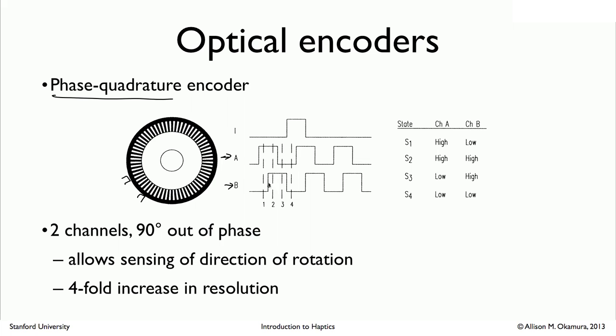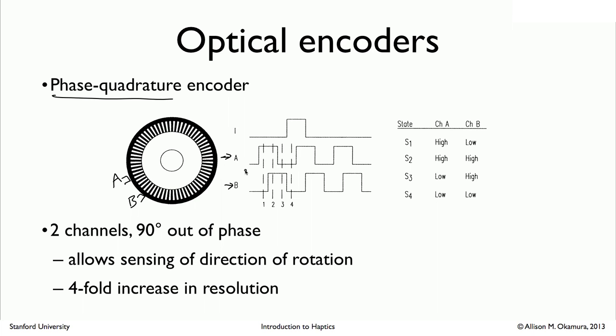That is, let's call this one A and this one B, every time you see a pulse on the A channel, you won't see a pulse at that same time on the B channel. You'll see that pulse on the B channel a little bit shifted, and it'll be shifted by a quarter of the full wavelength of a pulse on and pulse off. And that's why it's 90 degrees out of phase, because 90 degrees is a quarter of 360.